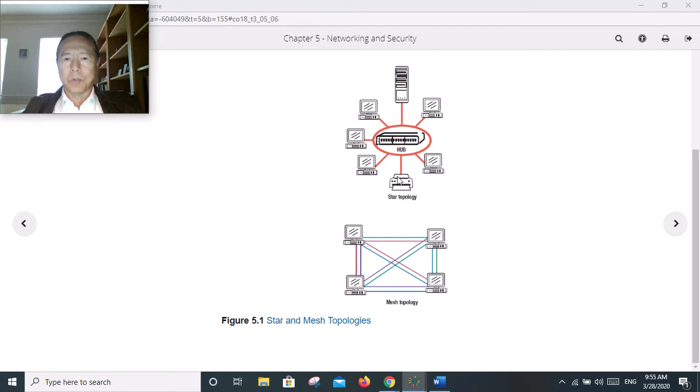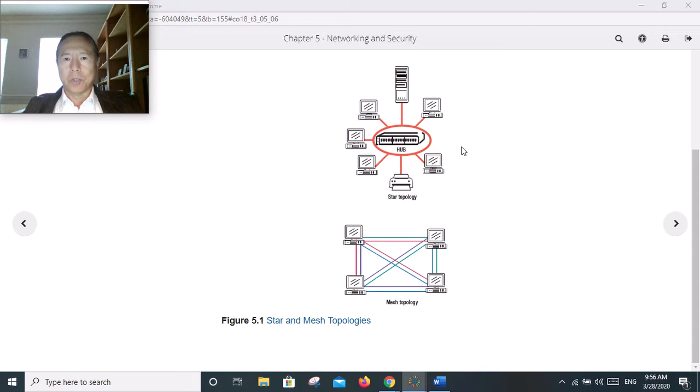You see, it looks like a star. S-T-A-R, star topology. Come back. Will star topology be logical topology or physical topology? That's your physical topology. Physically, we are going to use that way. Where are your computers? How do you connect them? That's your physical topology here.